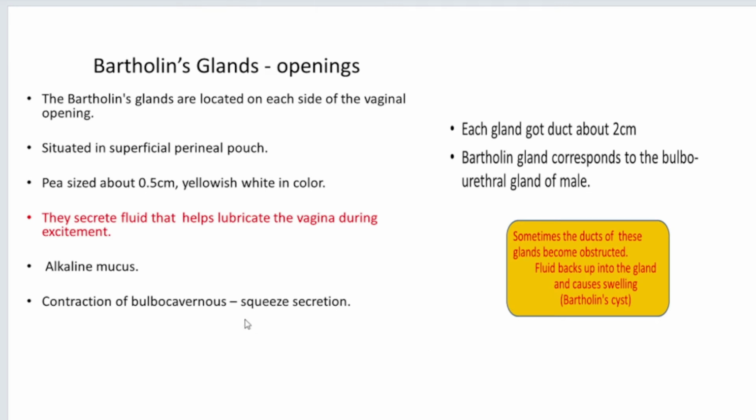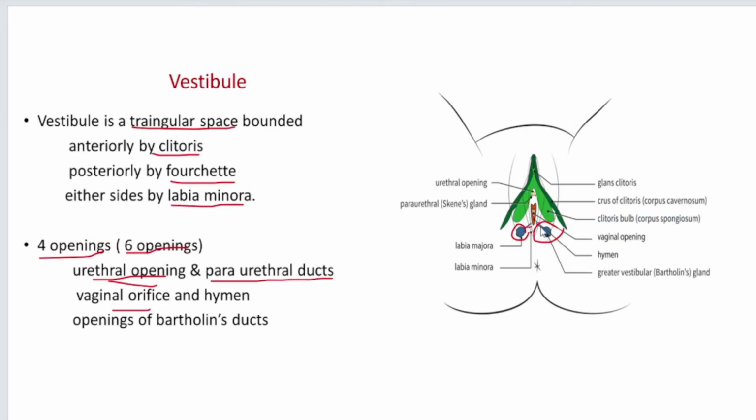The next important glands are the Bartholin glands, and the openings of the Bartholin gland ducts open into the vestibule. Bartholin glands are situated on either side of the vaginal opening. Here you can see there are two pea-shaped glands which have ducts of 2 centimeters on either side. These ducts open into the vestibule.